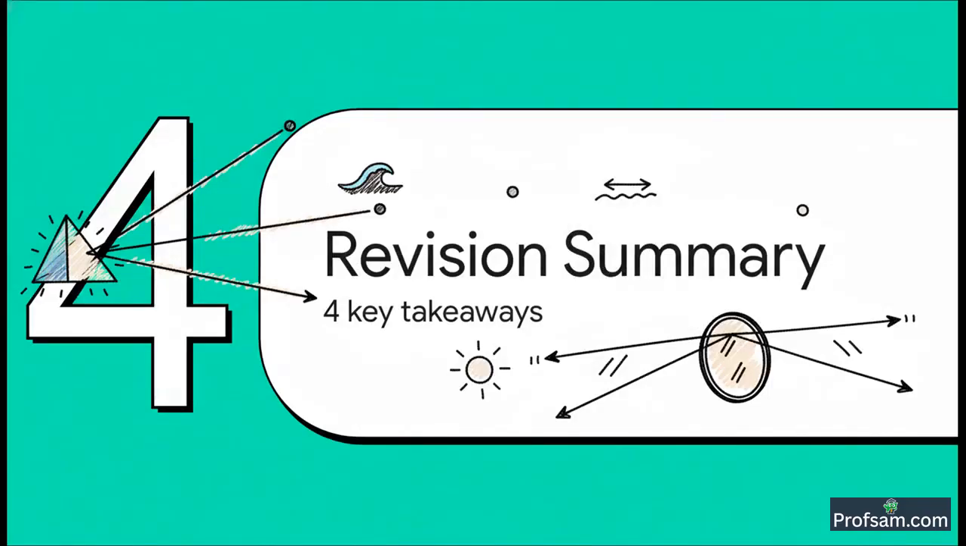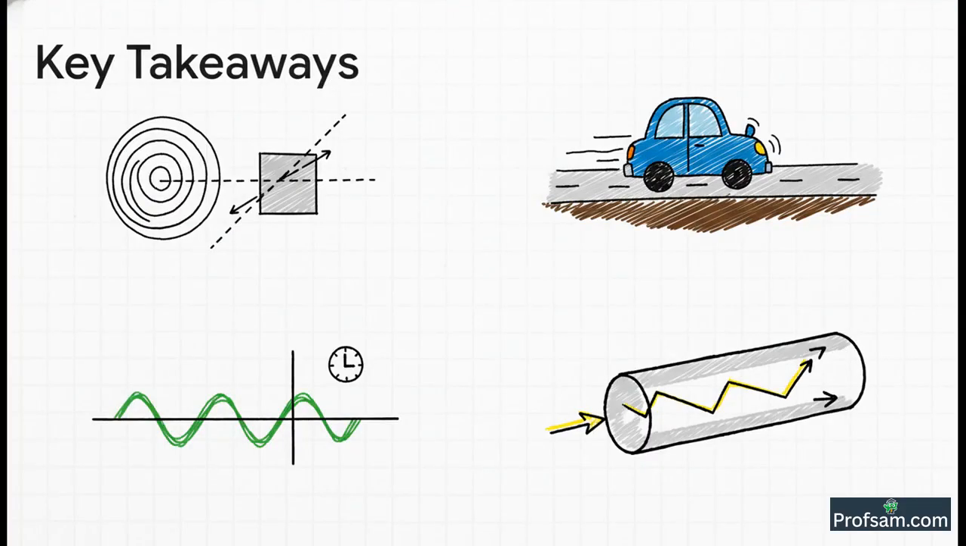Okay, let's do a quick revision summary before we finish. Just remember these 4 key points for your exam, and you will be sorted. Point number 1, both reflection and refraction laws can be derived from Huygens Principle. 2, the main reason for refraction is the change in the speed of light as it goes from one medium to another.